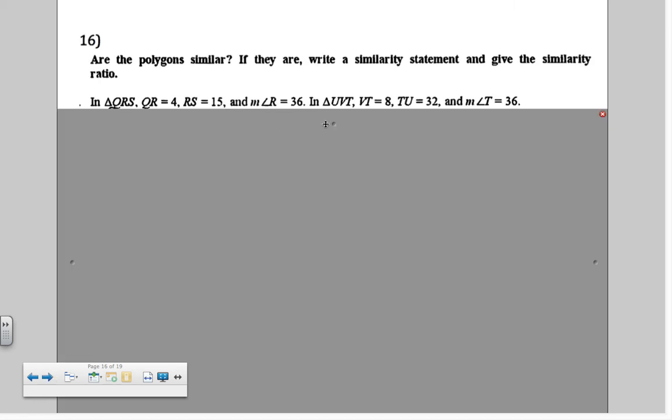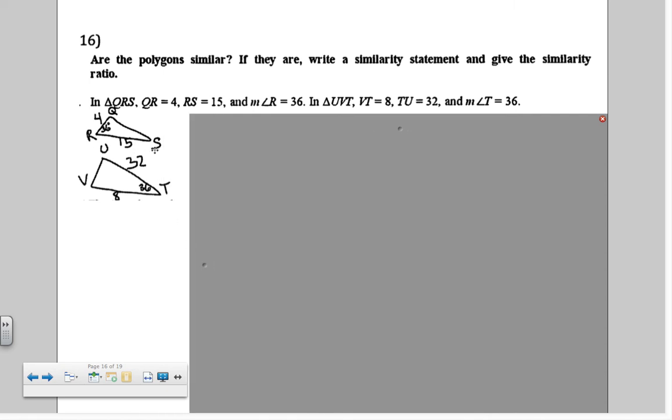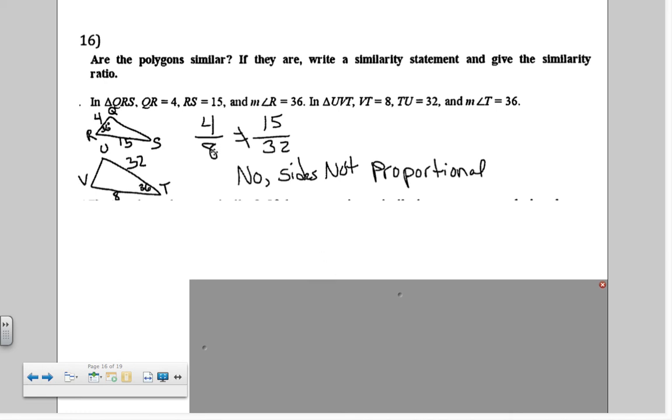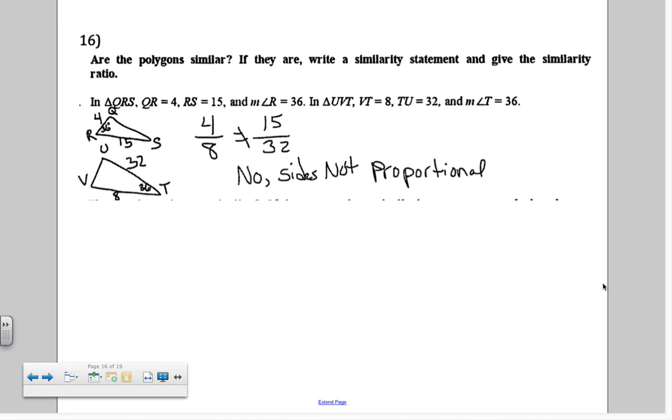So we've got to draw out this situation. I've got QRS, UVT. I've got 36 here for R, 36 here for T, and I plugged in my values. And you can see for similar polygons, it looks like I'm trying to get side, angle, side. My angles are congruent, but I have to still see if my sides are proportional. I can see here that I did 4 times 2 to get 8, but 15 times 2 is not 32. So 4 eighths is not equal to 15 over 32, so the sides are not proportional. So these would have to be no, triangles not similar.